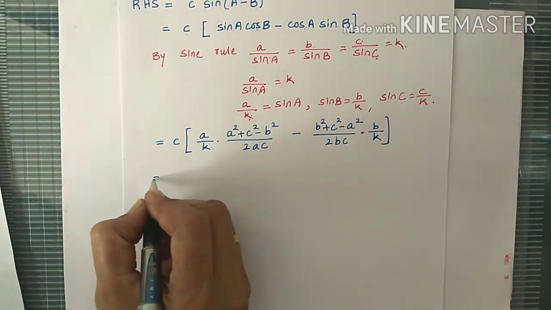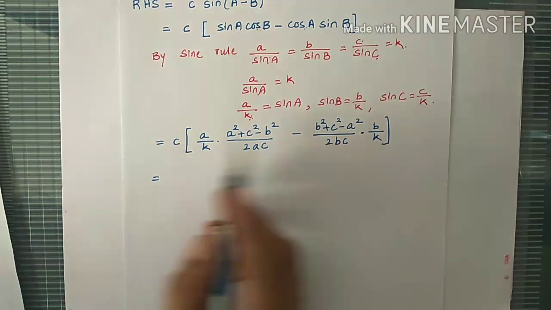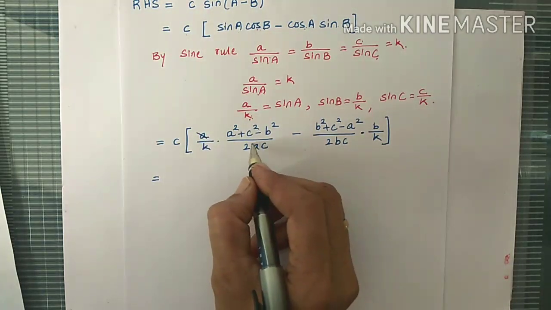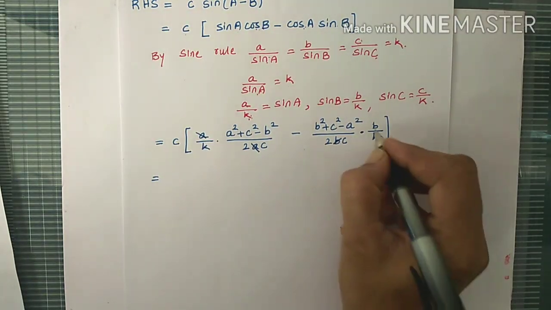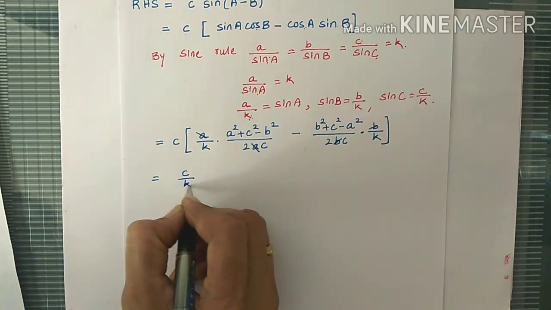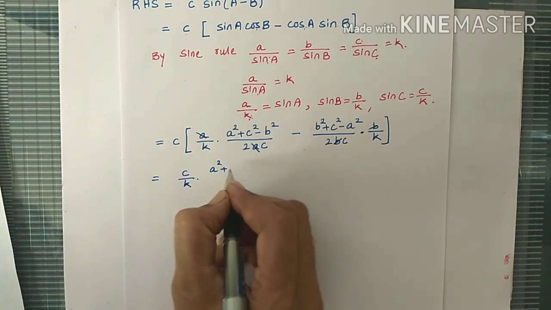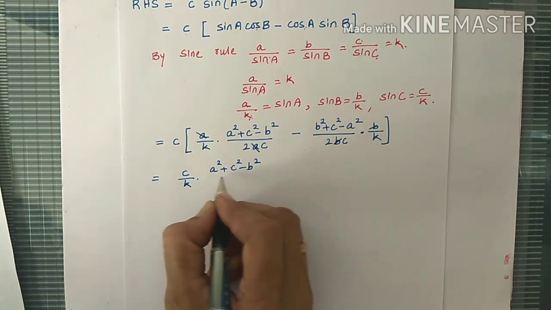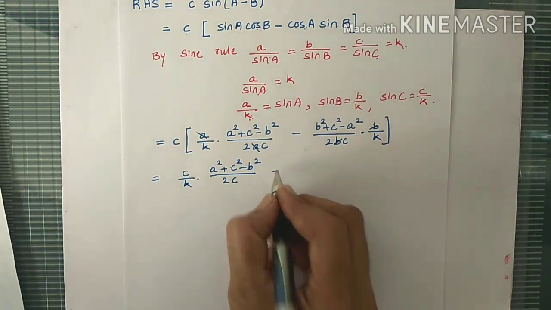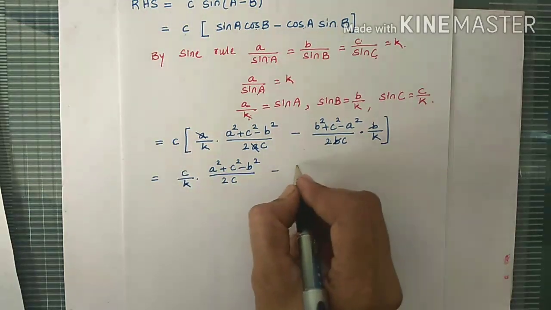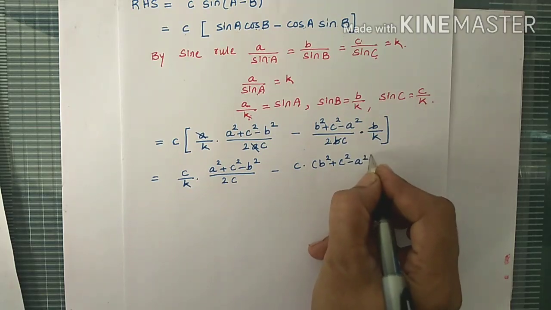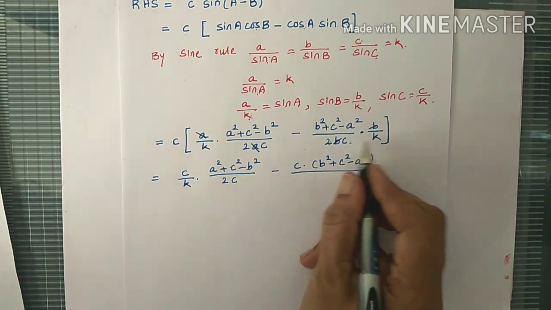So let's simplify. Let's multiply the bracket by c. Multiplying by c and cancelling this a: here a gets cancelled, in the second one b gets cancelled. Let's multiply both terms by c. So we get c upon k, write the terms as they are, a square plus c square minus b square, in the denominator cancelling a, we have only 2c. Minus, multiplying this term by c, we get c into b square plus c square minus a square upon 2c into k.